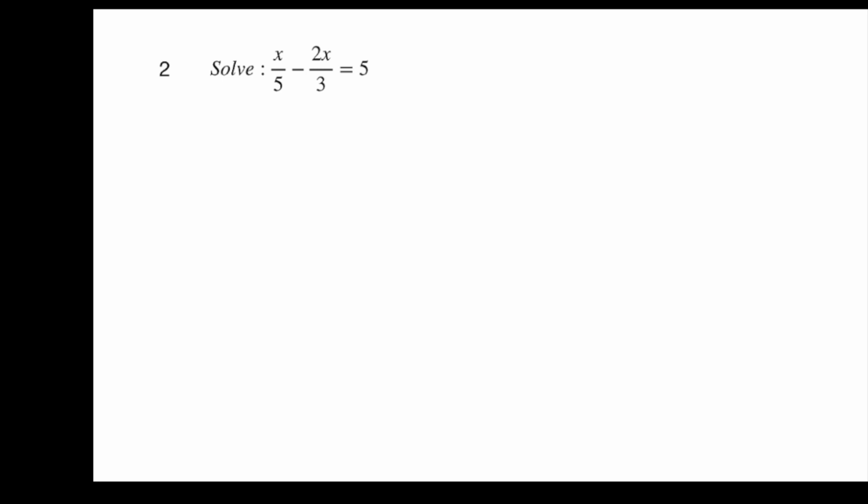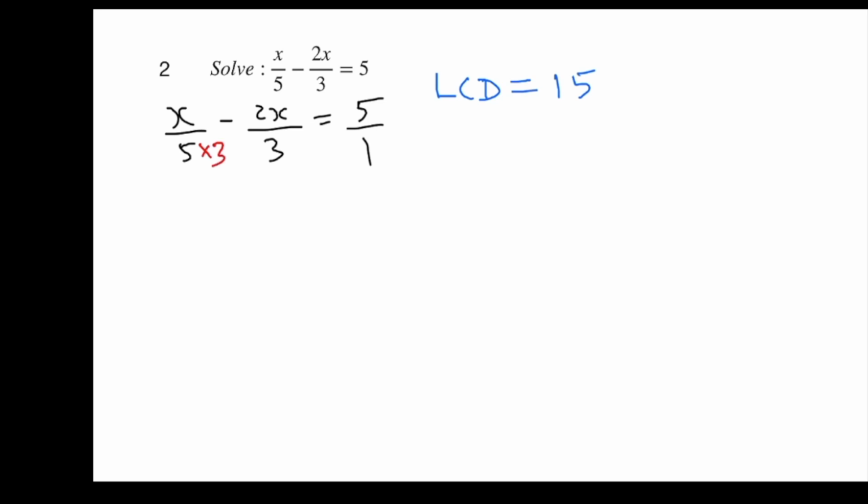But for number 2, we are solving the equation, which means we are looking for the value of x for this equation. X over 5 subtract 2x over 3 is equal to 5, right? 5 is a fraction, like 5 over 1. We use the same approach. We need to know what the lowest common denominator is. Once again, the denominator here is 15. We are going to multiply this by 3 to make it 15, which means we multiply that one also by 3.